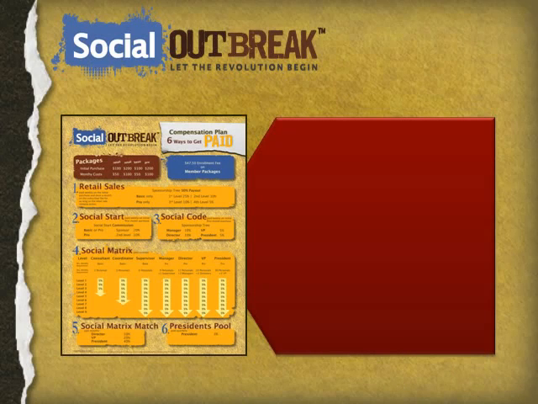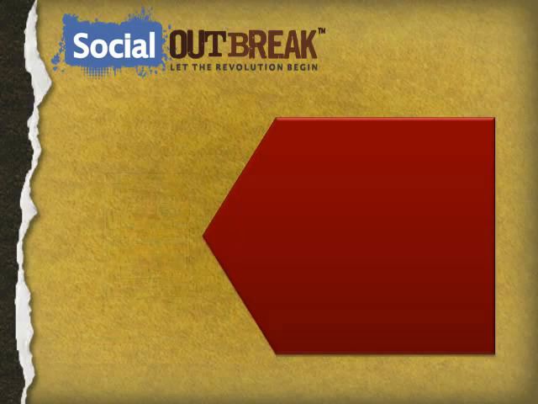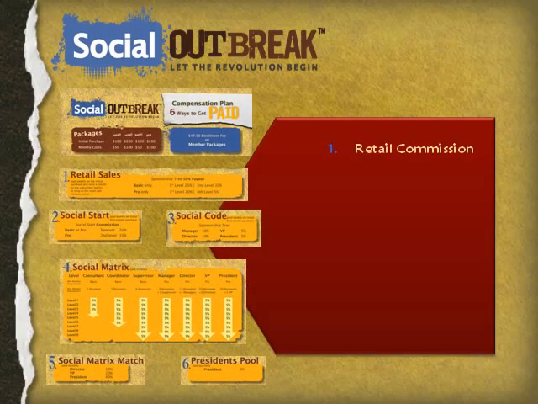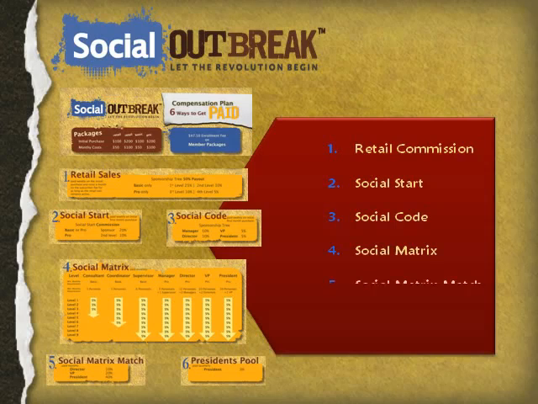By now, most of you have been to the corporate website and downloaded this PDF version of our comp plan. For this presentation, we're going to literally pick this thing apart and go over it section by section and talk about the 6 ways in which you can earn commission in Social Outbreak. We'll begin by discussing the packages you can choose to get started.